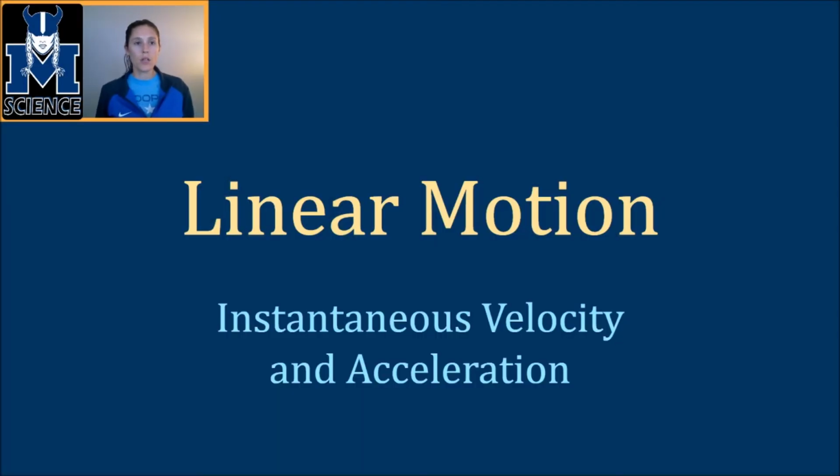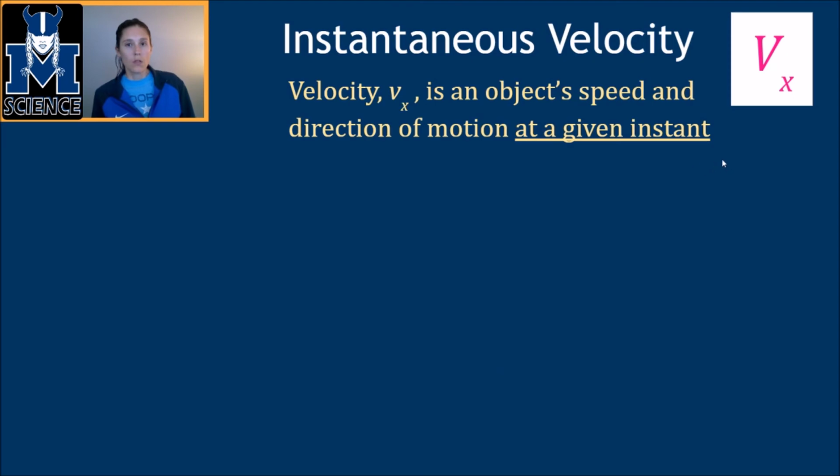Up until this point in these linear motion videos, we've been talking about a special case of constant velocity one-dimensional motion. We're still going to be talking about one-dimensional motion in this video, but we are going to broaden our understanding to include objects that are accelerating, where their velocity is not always constant. So we need to define another type of velocity.